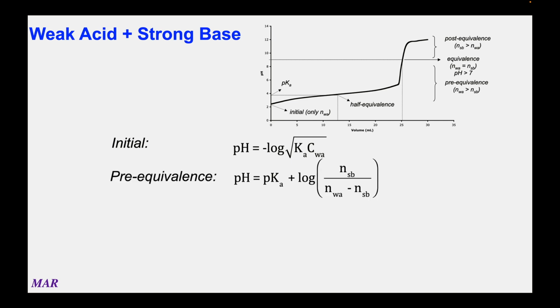Now at pre-equivalence, we're going to use a variant of the mole version when you had a strong base on a buffer, because in the pre-equivalence region, not only do you have the weak acid, but you're starting to make the weak conjugate base as well. So when you do the math, and you don't have to worry about it, pH equals pKa plus log the moles of strong base divided by moles of weak acid minus moles of strong base. And so it's pretty cool. You don't have to worry about the volume, but you do need pKa.